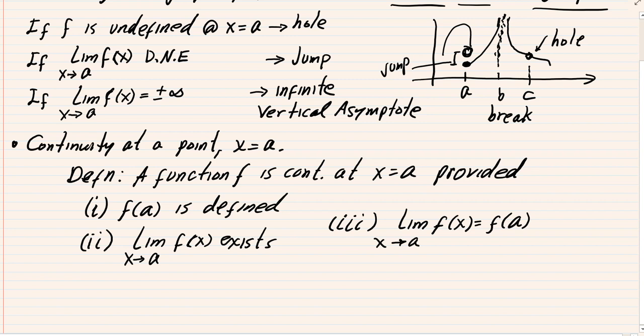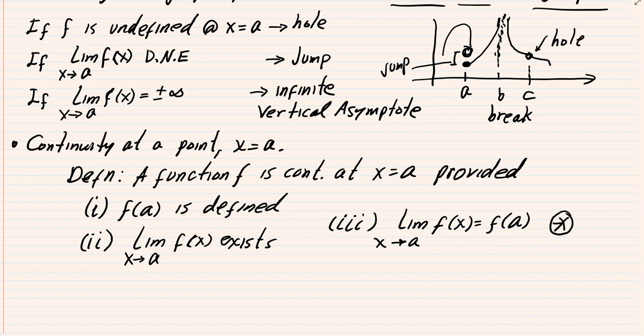So if we want to show a function is continuous at a point, we need to show all three of these. However, it suffices to just show item 3, because if you do item 3, then you're doing part 1, f at a, and part 2, if you show that the limit exists and is equal to f at a. So again, all you have to do is show part 3 of this definition is met for a given problem.